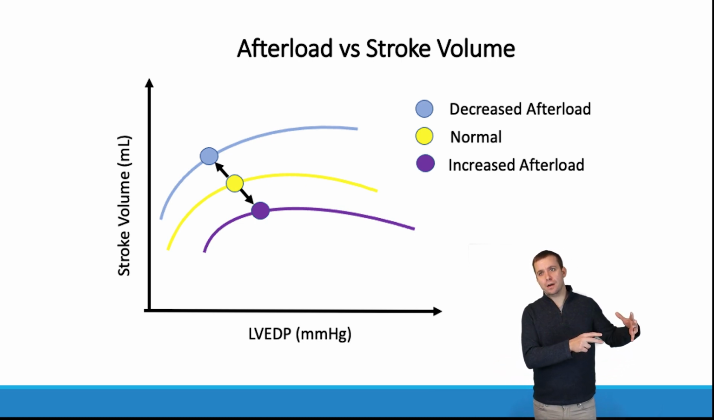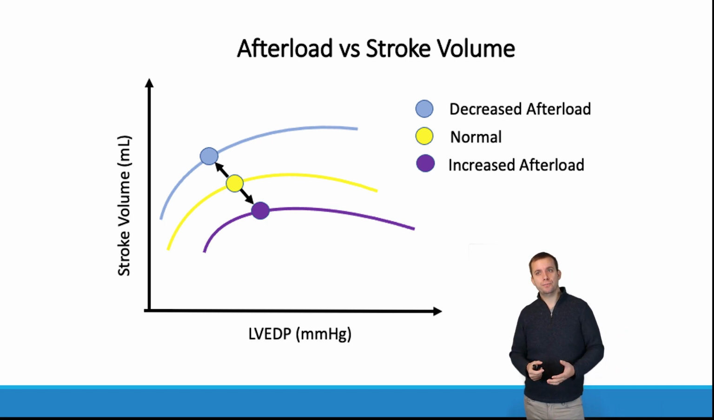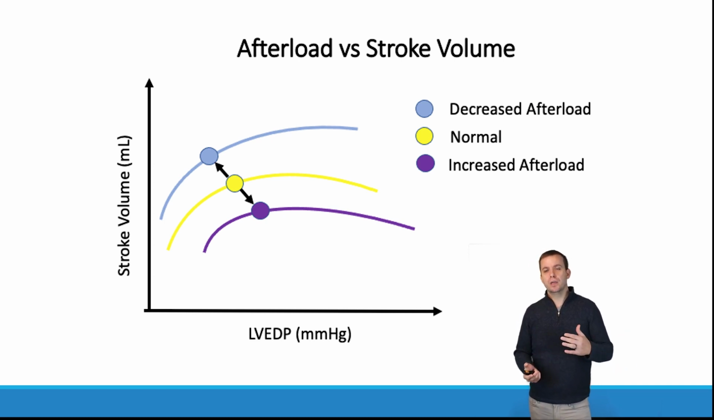We have our normal Starling curve, which is in yellow. If you decrease afterload, you'll move it up, and if you increase afterload, you'll move it down. That's because you'll have better stroke volume since you're pushing against less resistance, so you'll move it up. It's easier for you to eject that stroke volume, and you'll have less pressure because you'll have better stroke volume, since you're pushing against less afterload.